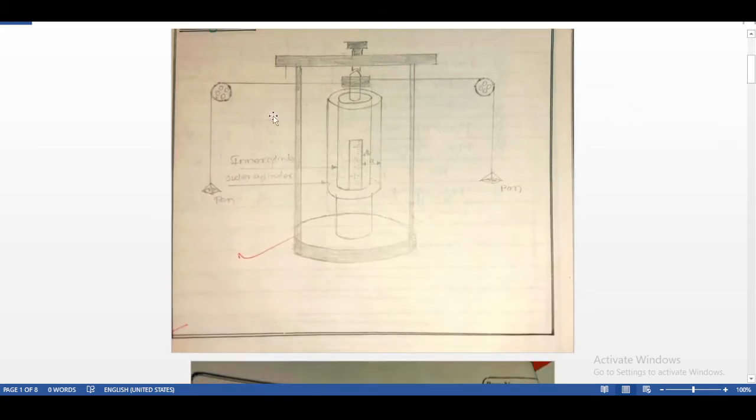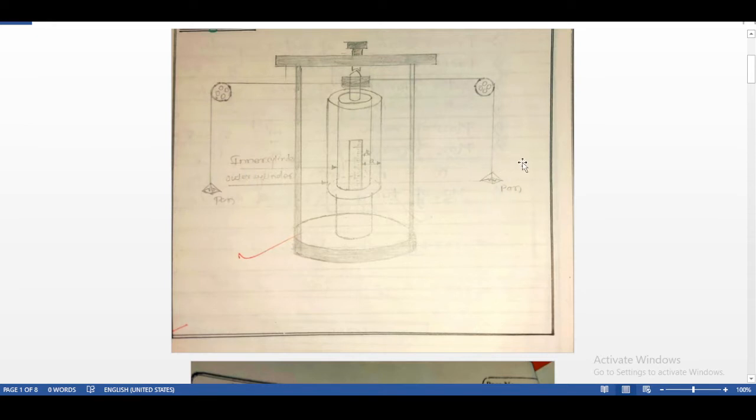Now it is the experimental arrangement. This is the inner cylinder, this vertical one is the outer cylinder, then it is pivoted to this, it is the rotating cylinder, and a small drum is here. From that we have to wind this thread, and that wound thread passes over these two pulleys, and to the end of each thread we attach one lightweight pan.